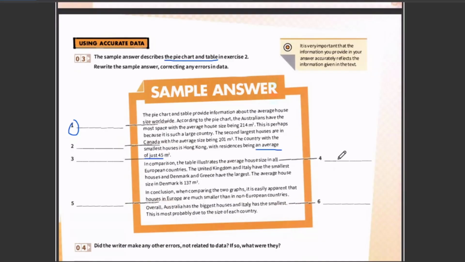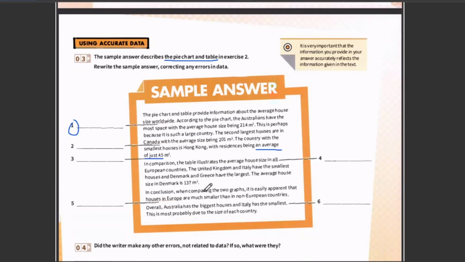Okay, moving on to number four. Here in this sentence, it says, in comparison, the table illustrates the average house size in all European countries. It will be what? In comparison, the table illustrates the average house size in selected European countries. Excellent, very good. In selected European countries, very good.